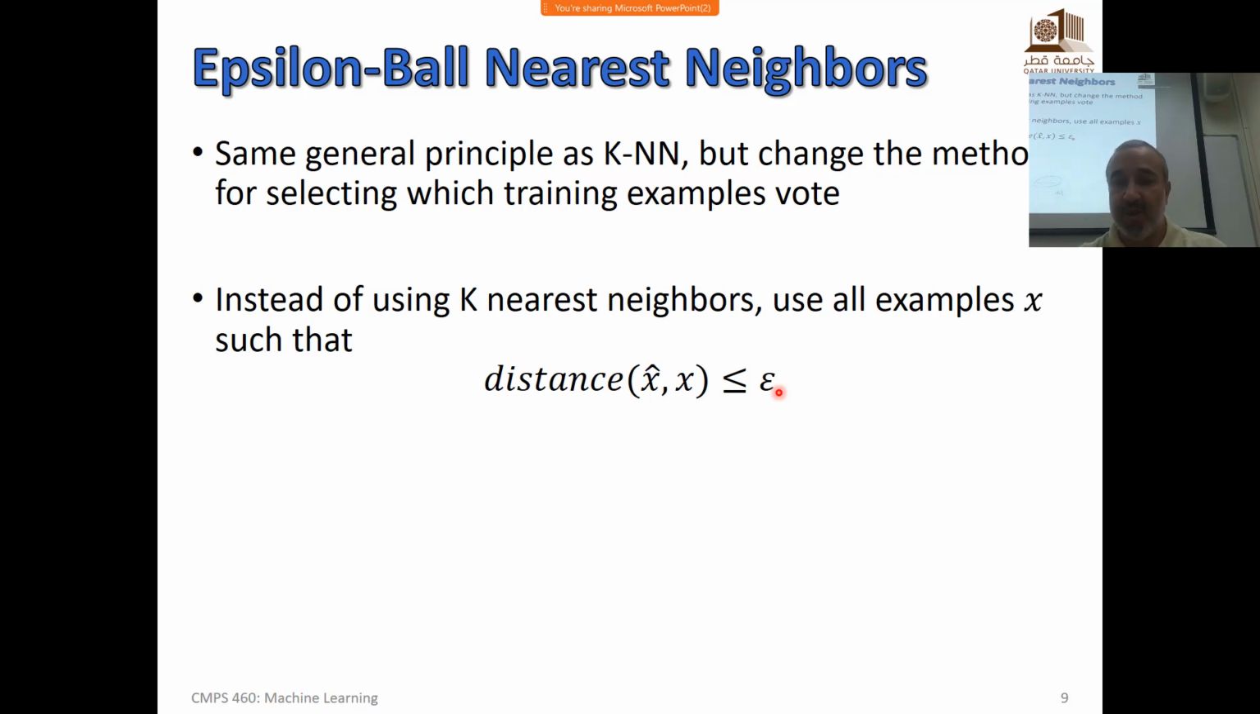Here it's called epsilon. If the distance between the test point and any point is less than or equal to epsilon, which means that it is closer than epsilon, then it will be considered in the voting. This is epsilon ball nearest neighbors. So we don't have k as a hyperparameter, but we have another hyperparameter, epsilon, and we should tune this parameter instead.